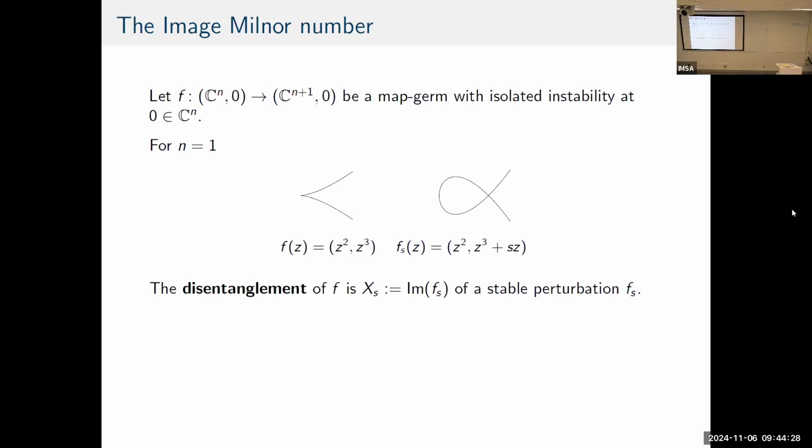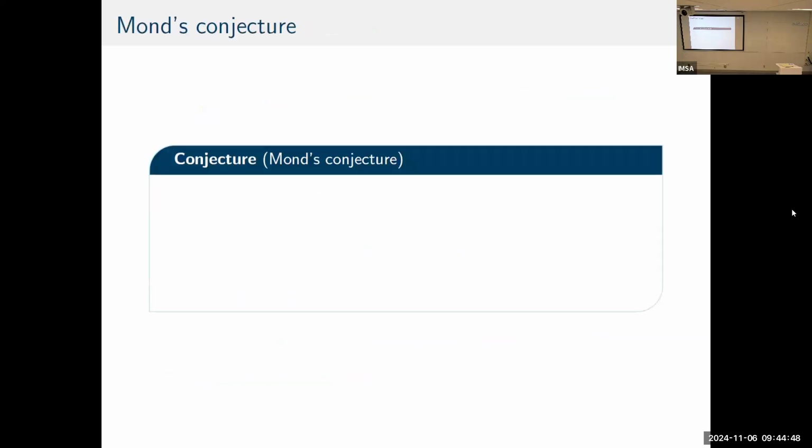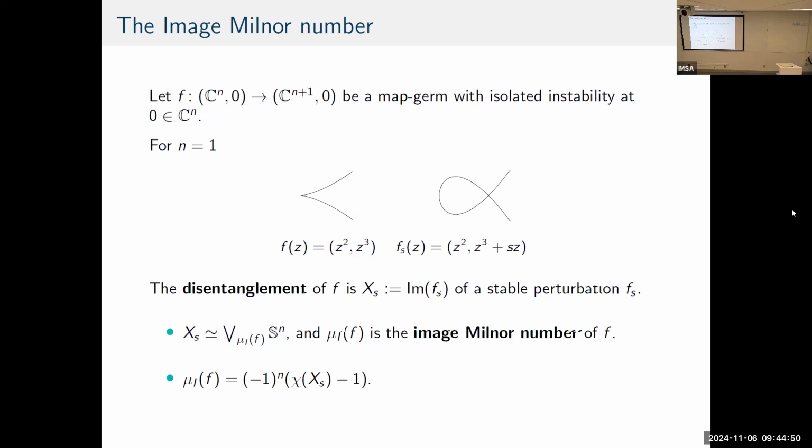And the image of this stable perturbation is called the disentanglement, and it has the homotopy type of a wedge of spheres, and the number of the spheres is called the image Milnor number. And similarly as happens with the Milnor number, the image Milnor number can be computed through the Euler characteristic of the disentanglement.